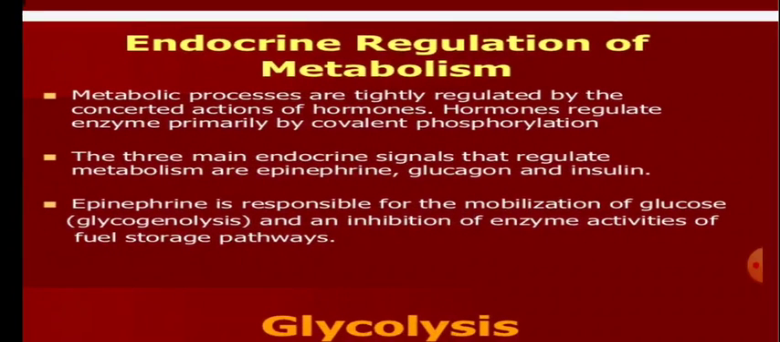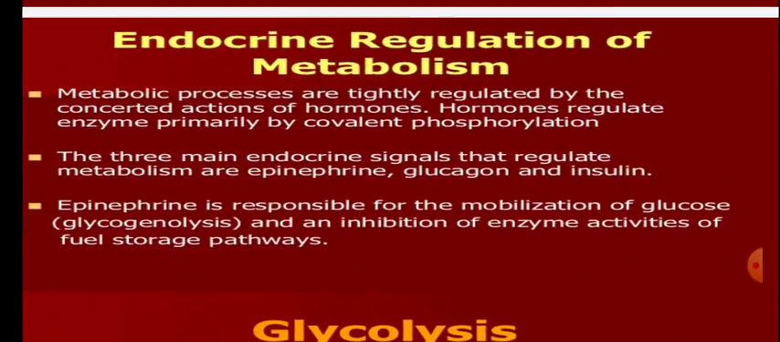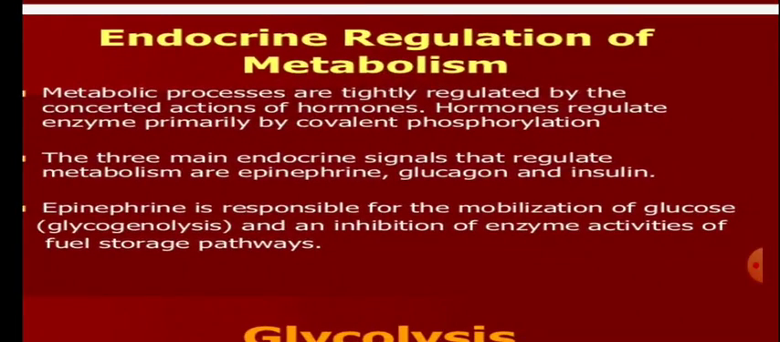Next, endocrine regulation of metabolism. The metabolic processes are tightly regulated by the concerted action of hormones, and these hormones regulate the enzymes primarily by covalent phosphorylation. The three main endocrine signals in metabolism are insulin, glucagon, and epinephrine. Epinephrine is responsible for the mobilization of glucose, gluconeogenesis, and inhibition of the enzyme activities of the fuel storage pathways.